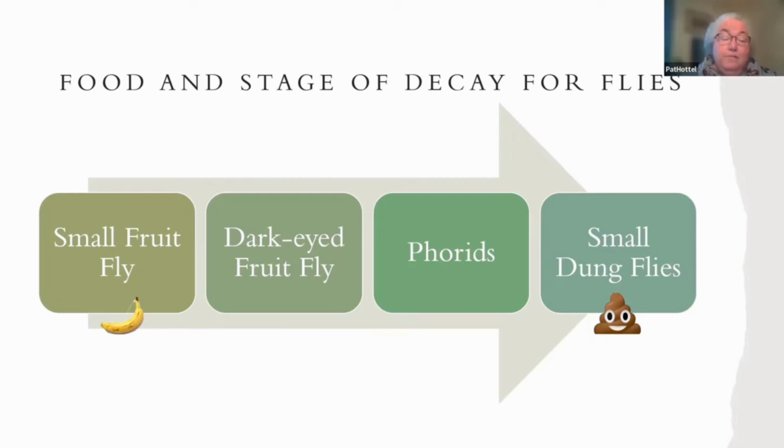So our small fruit fly, early stages of decay, again, looks like food, okay? Dark-eyed, we're getting more into a further stage of decay. Phorids, primarily a greater stage of decay, kind of similar with the dark-eyed fruit flies. And then our small dung flies, and we're talking about manure and a larger level of decay of that food.